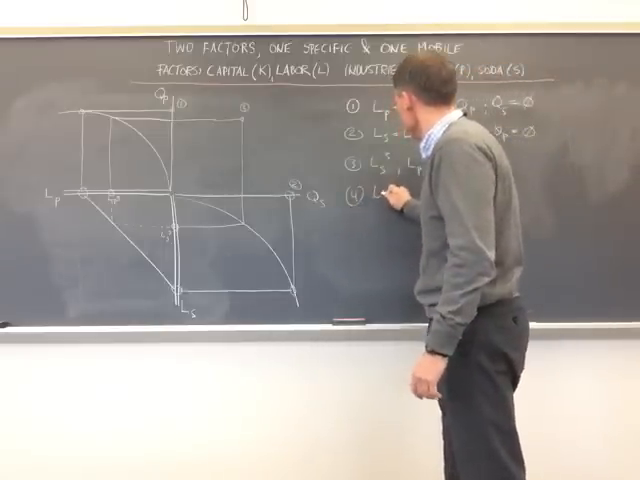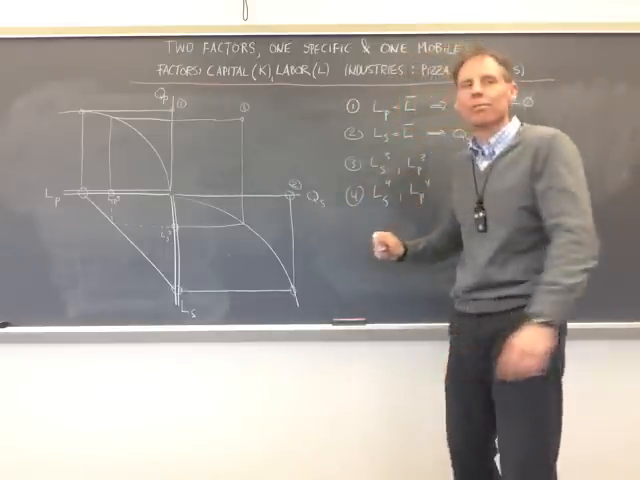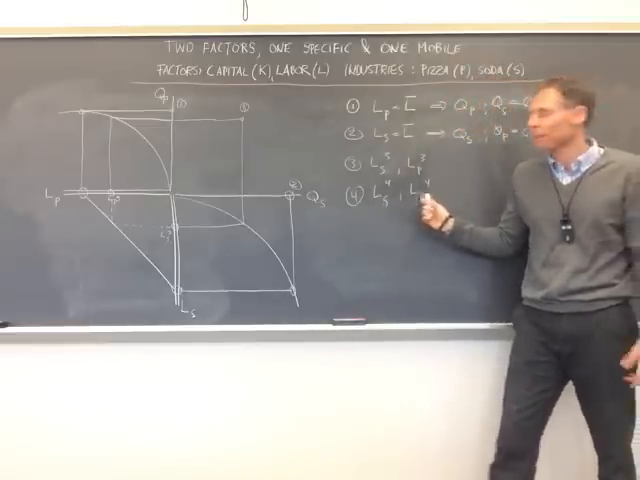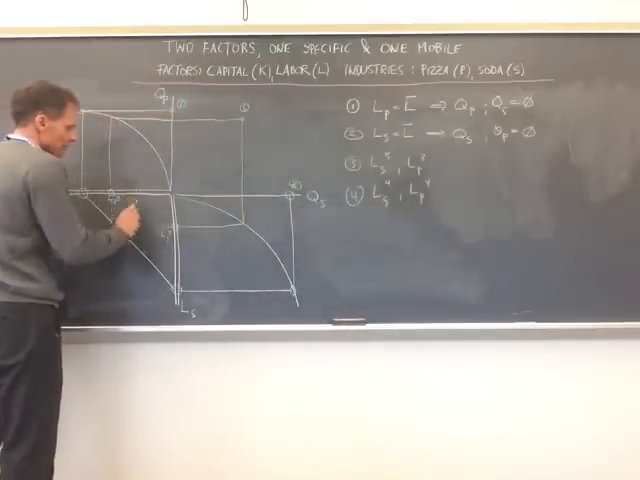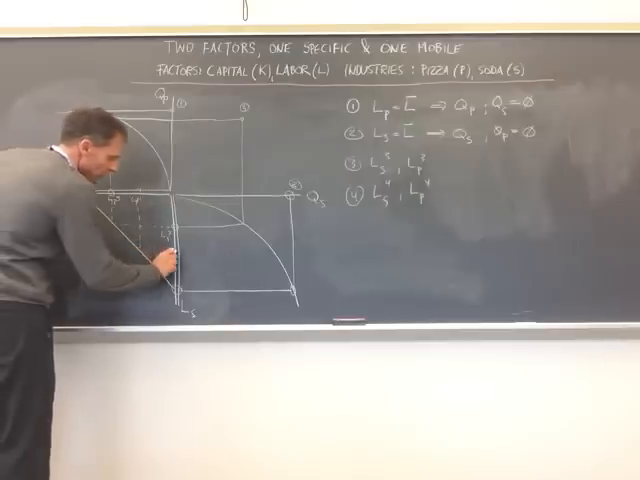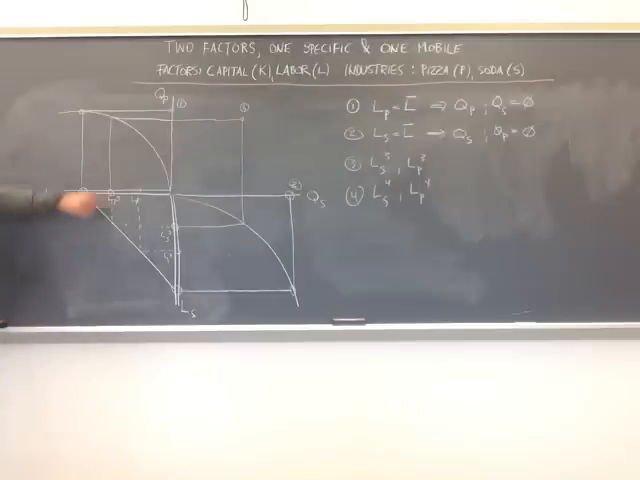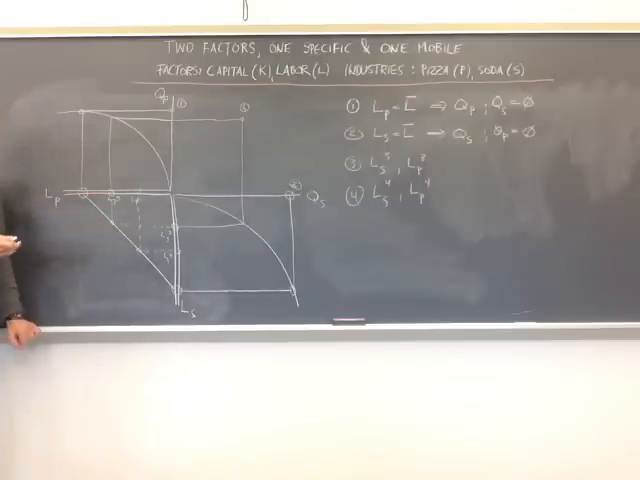Just to really do this one to death. Suppose we had another allocation of labor. Suppose we had fewer workers in the pizza industry, which will allow more workers in the soda industry. So now we have a new point on the labor constraint that's different from the previous one.